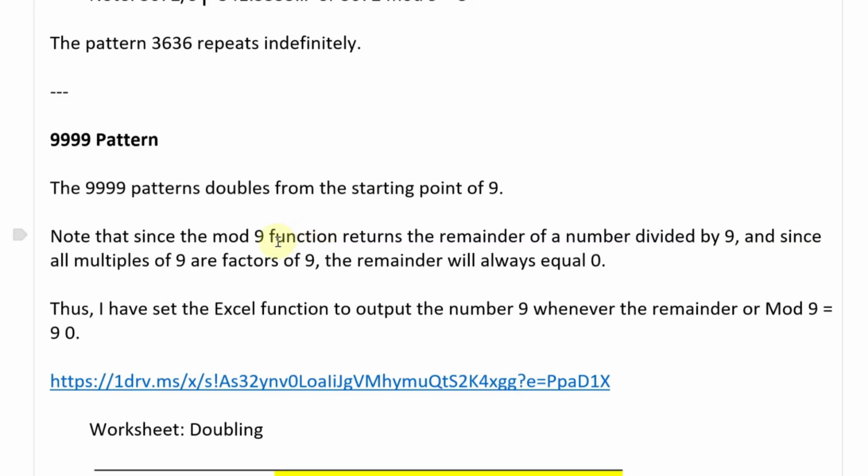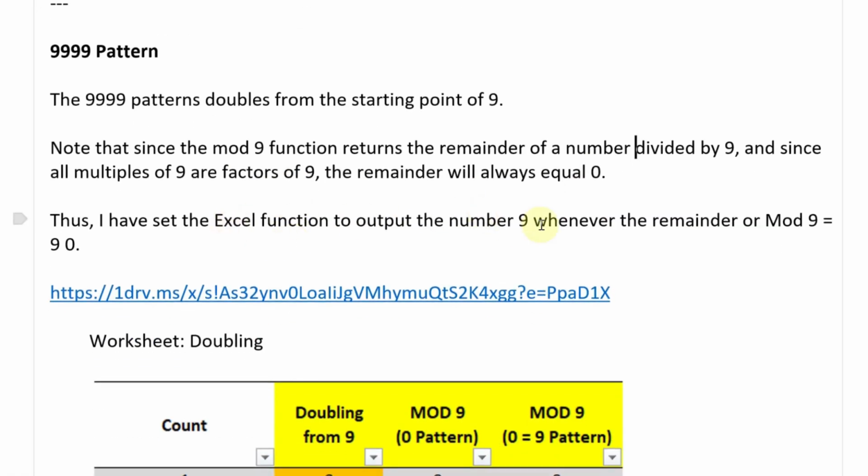Note that since the mod 9 function returns the remainder of a number divided by 9, and since all multiples of 9 are factors of 9, the remainder will always be equal to 0. Thus, I've set the Excel function to output the number 9 whenever the remainder, or mod 9, equals to 0.